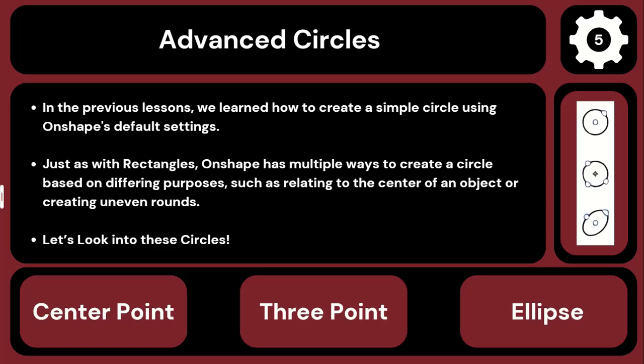You have center point, 3-point, and ellipse. So in previous lessons, we learned how to create a simple circle using OnShape's default setting. Just as with rectangles, OnShape has multiple ways to create a circle based on different purposes, such as relating to the center of an object or creating uneven rounds like an ellipse. So let's take a look at these circles.